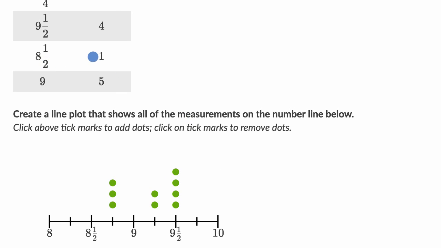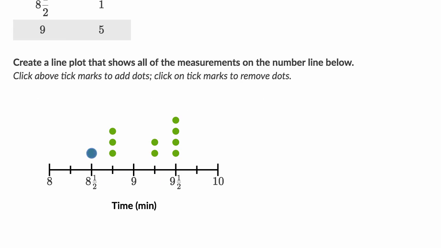And then 8 1/2 she did 1 time. So that's 8 1/2 right over there. And then she ran a mile in 9 minutes 5 times. 9 minutes right over here. 1, 2, 3, 4, 5. And we're done.